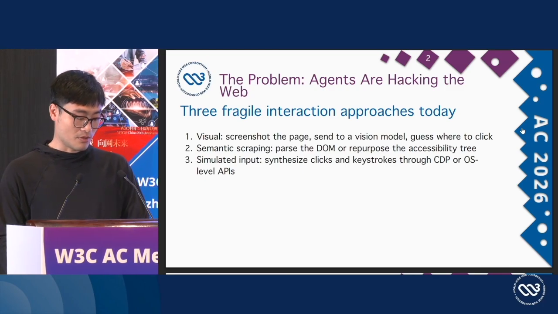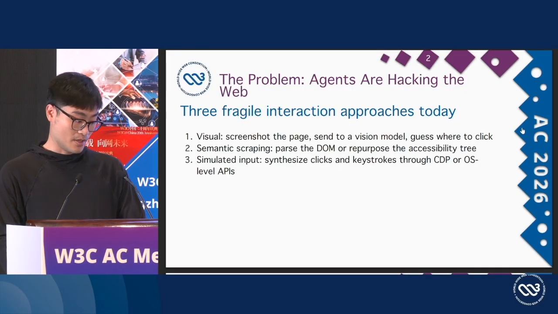Today, agents already use the web, but mostly through accidental interfaces. Sometimes they rely on screenshots and vision models to guess where to act. Sometimes they inspect the DOM or reuse the accessibility tree. And sometimes they drive the browser through automation APIs and simulated input.